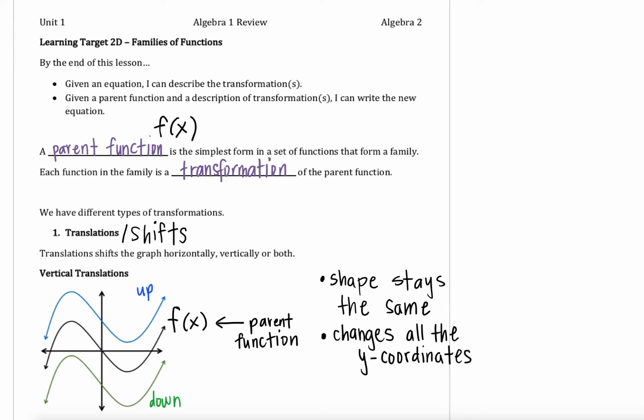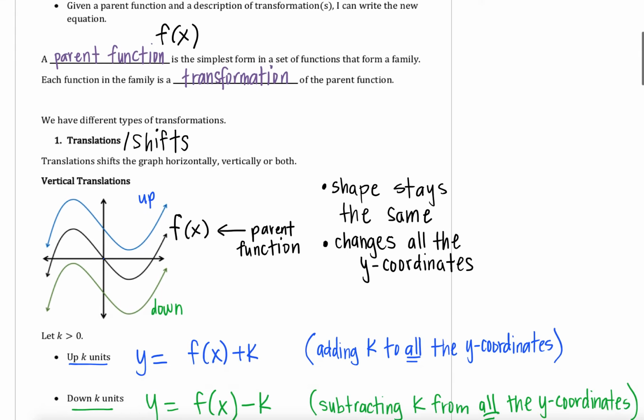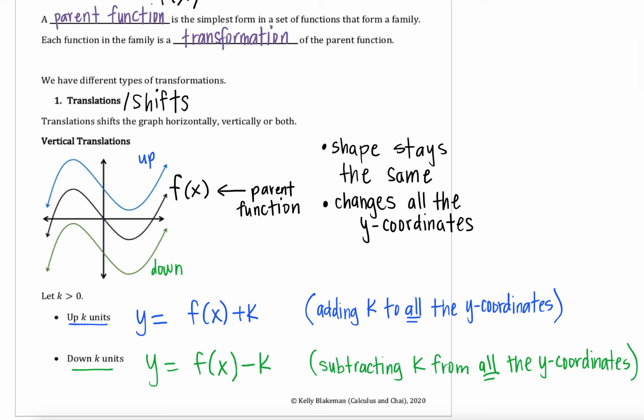So a transformation is some change that has happened to the original parent function f of x, and in this video, we're going to learn about 3 different types of transformations. The first transformation we're going to talk about is a translation or a shift. Now we could shift a graph either horizontally, vertically, or both. We're going to start with the vertical translations or the vertical shifts.